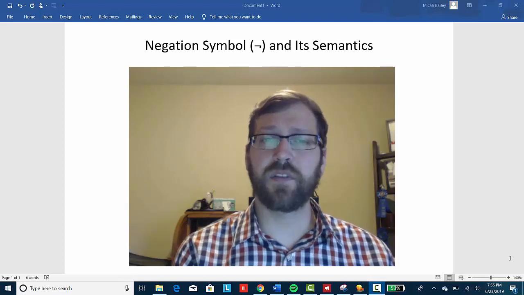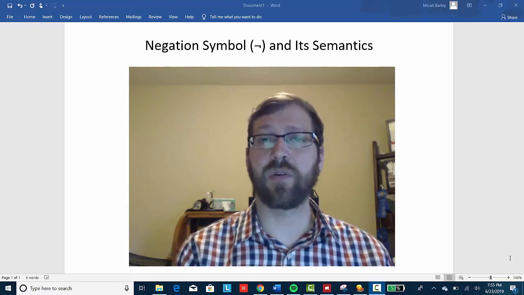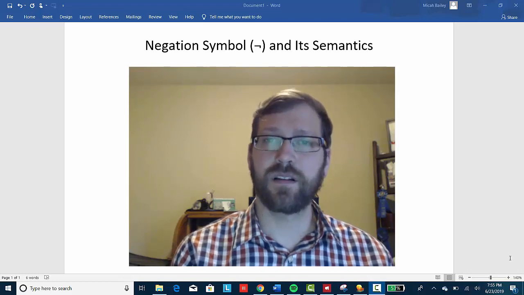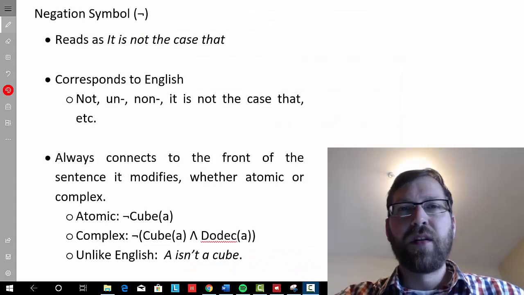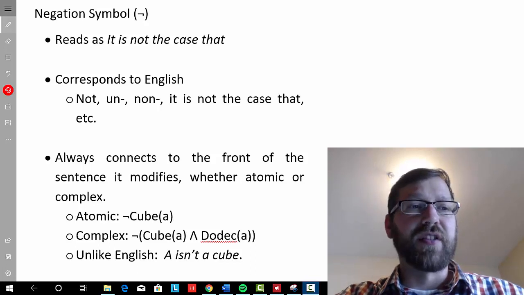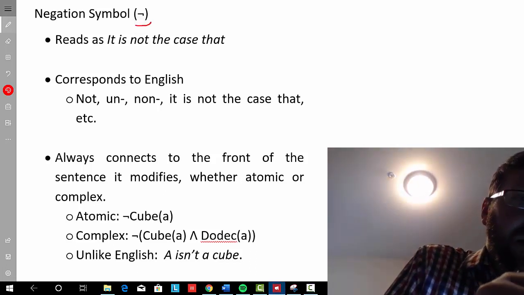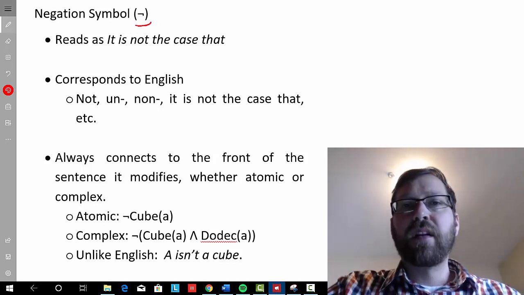In this video, we'll be covering the negation symbol, that is the handlebar, and its semantics, that is its meaning in FOL. Let's turn to it. All right, so let's talk about the negation symbol. The negation symbol is this handlebar right here. That's what it looks like.